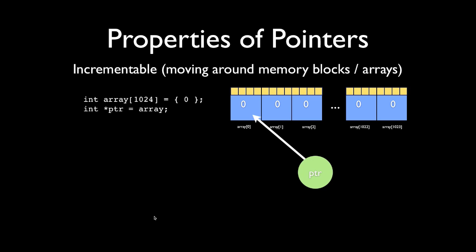Time for an illustration. Here are some properties of pointers illustrated. The first one I want to talk about is incrementable. Suppose you have an array of 1,024 elements, or 1K, 1,000 integers basically, and you start them all out with 0. So it's just 1,000 integers, and they all contain 0. And you create a pointer to that array. Well, that pointer actually points to the first element of the array.